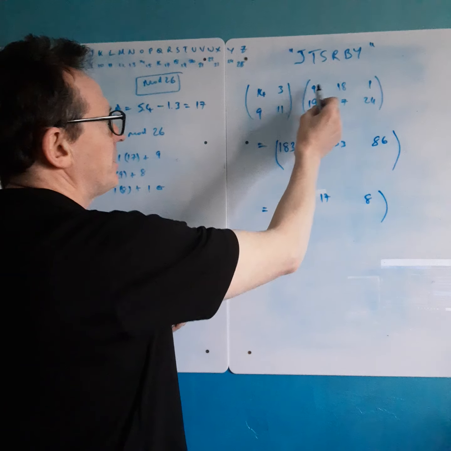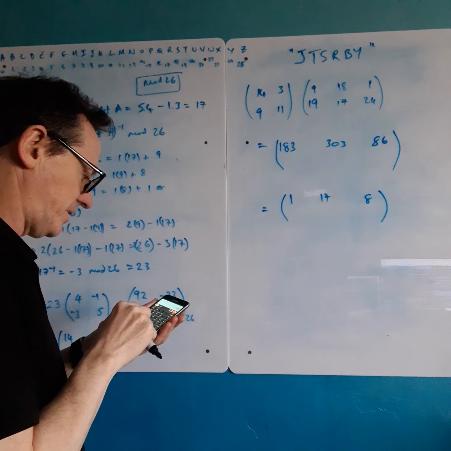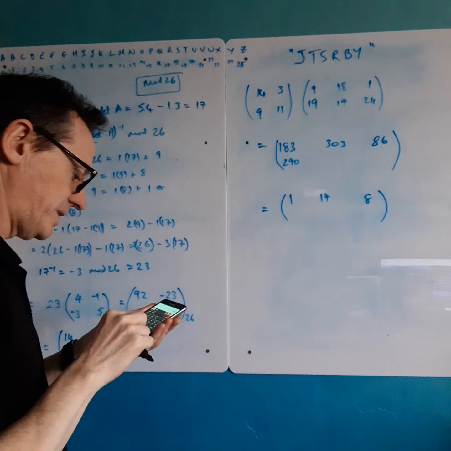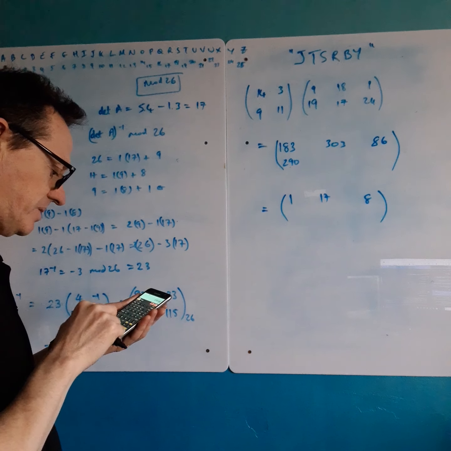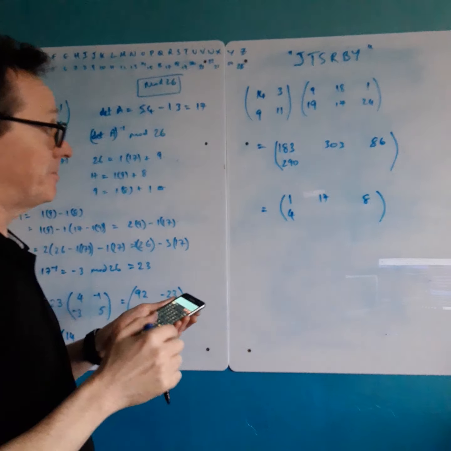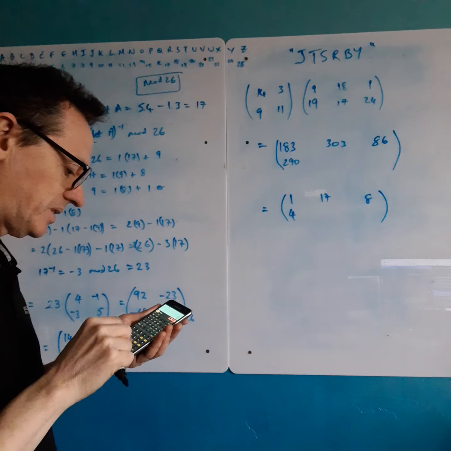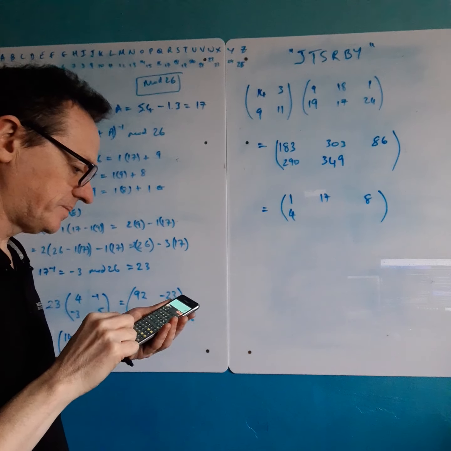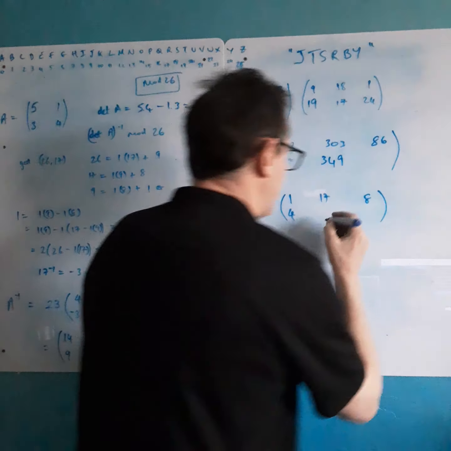Then I do the bottom row, so 9 by 9 plus 11 by 19. So 11 by 19 plus 81 is going to be 290. Divide that by 26, multiply by 26, and you get 4. Then 9 by 18 plus 11 by 17 is 349. Divide that by 26, you get 13 point something, so I'm subtracting the 13 bit and multiplying the rest by 26 to get 11.